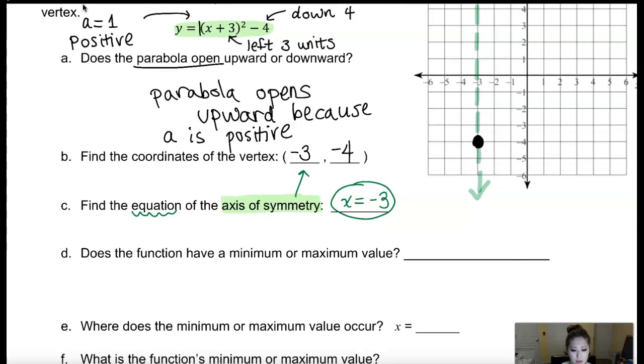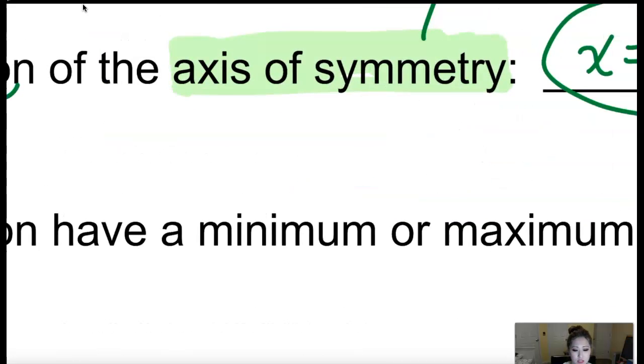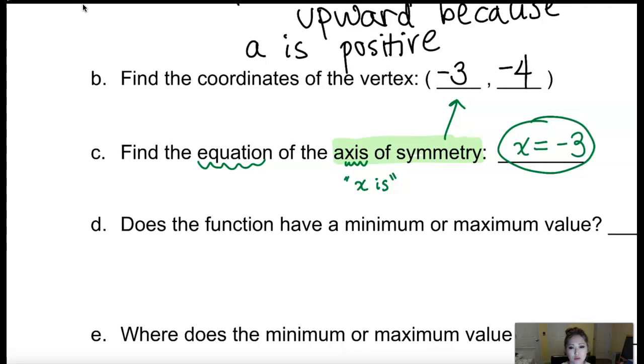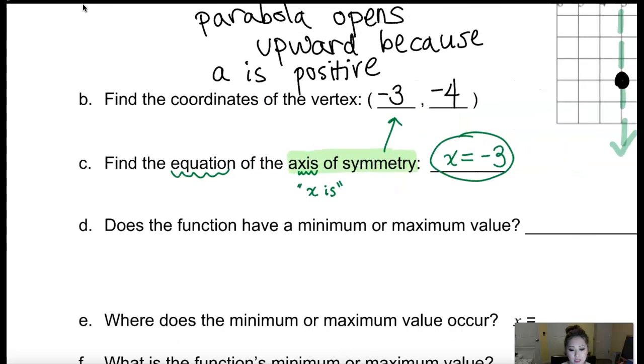And how do I remember this? Take a look. If you look at this word, oh, whoopsie, sorry. It says x is. They really say x is. You see that, right? So axis of symmetry is always going to be the x-coordinate of the vertex. I may write that down.